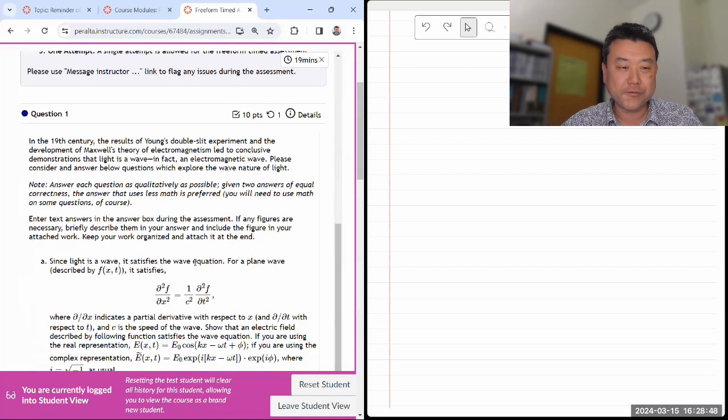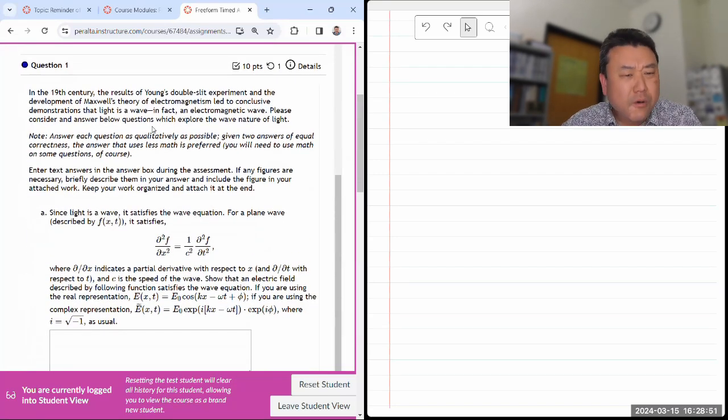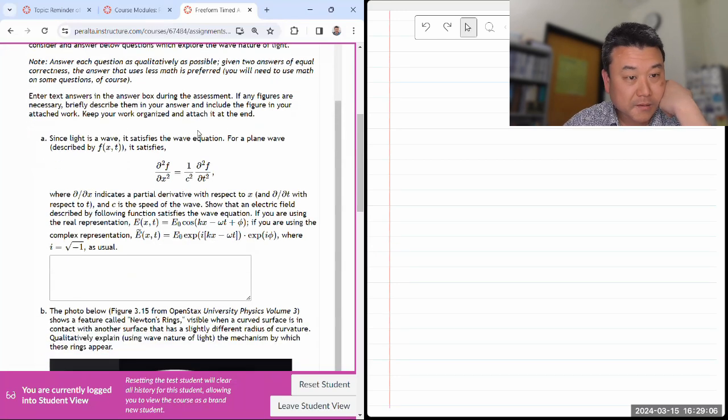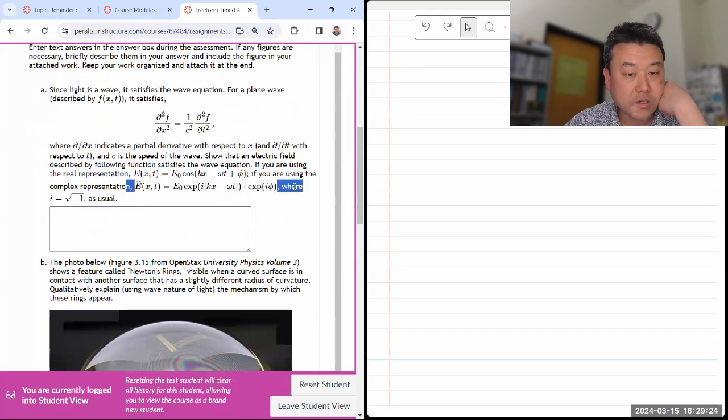Yeah, I gotta work through it. It's about the double slit thing, but actually it's not about the double slit thing. It's about wave equation stuff. So let me read. In the 19th century, it was conclusively demonstrated that light is a wave. Please consider that, and explore the wave nature of light, as qualitatively as possible. Since light is a wave, it satisfies the wave equation for a plane wave. Show that the electric field described by the following, so let me use complex representation.